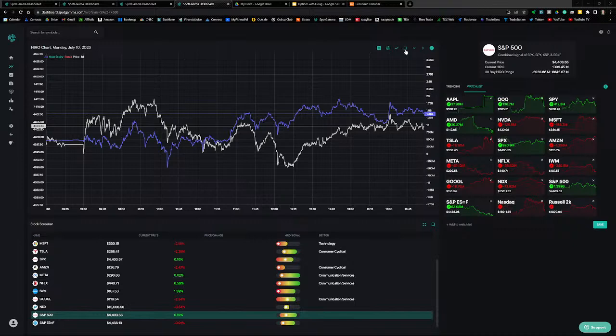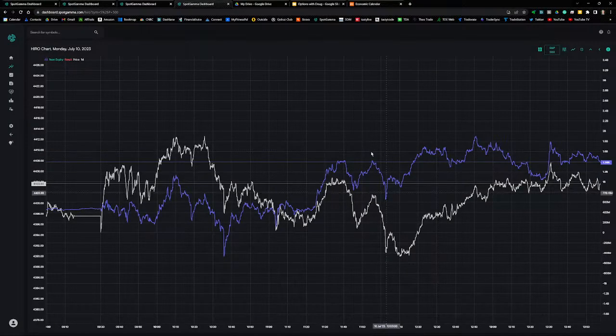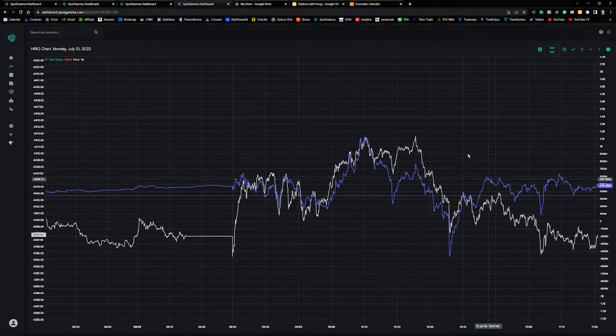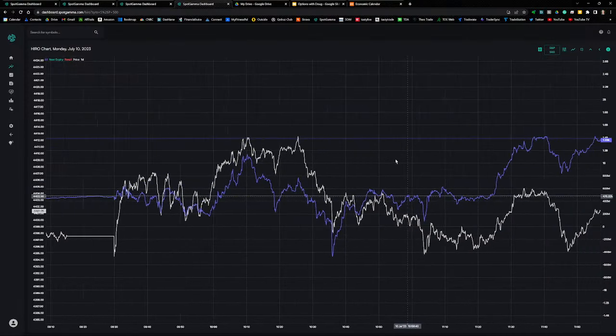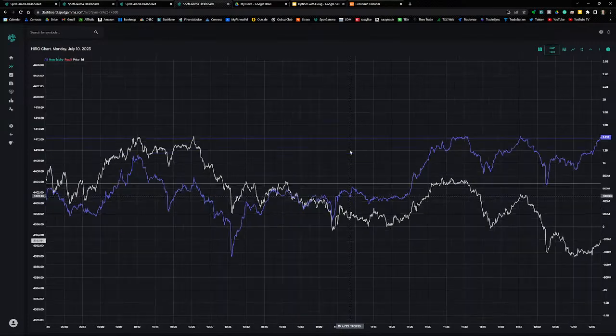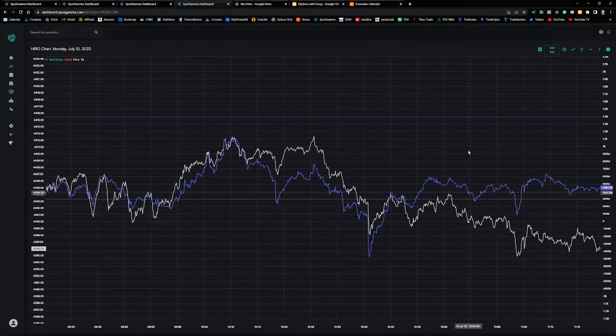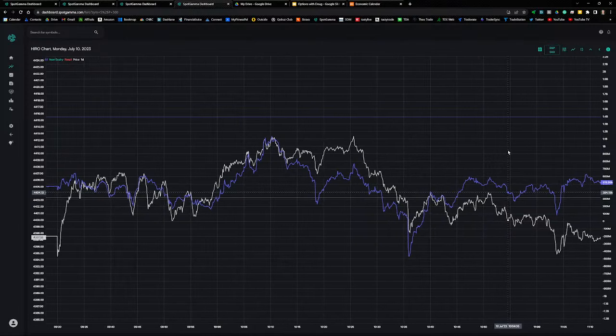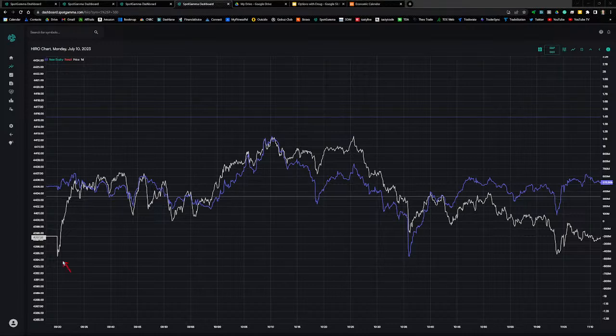Well, let's zoom in on this chart. I'm going to zoom in on the morning. So I'm just looking at a setup from this morning. I'm going to start at the cash open here at 9:30.